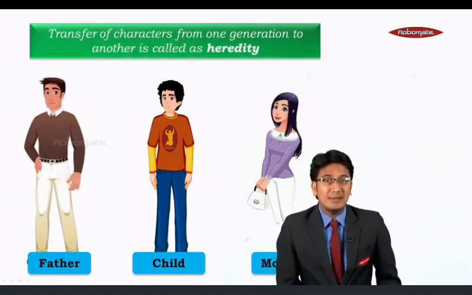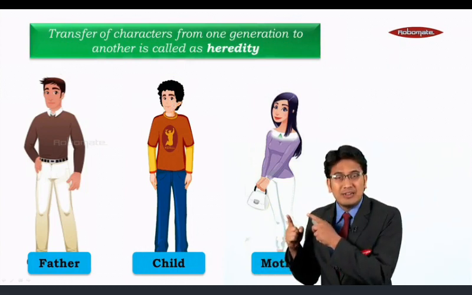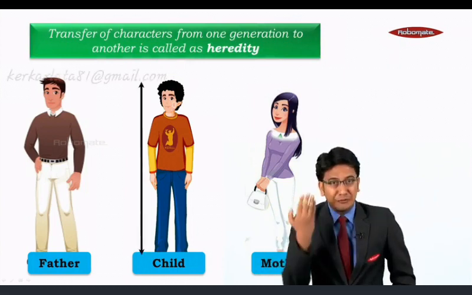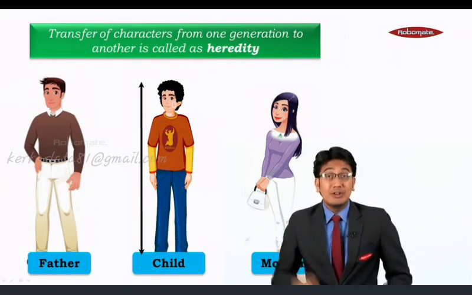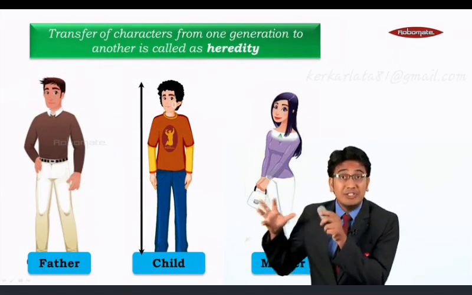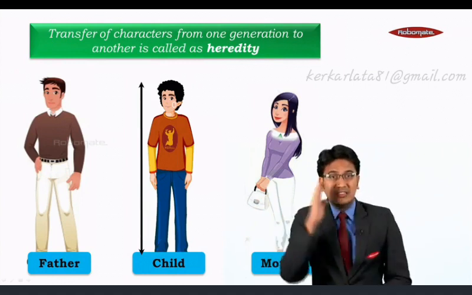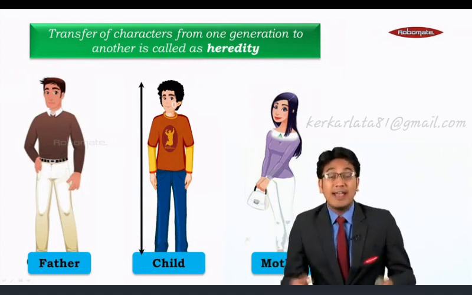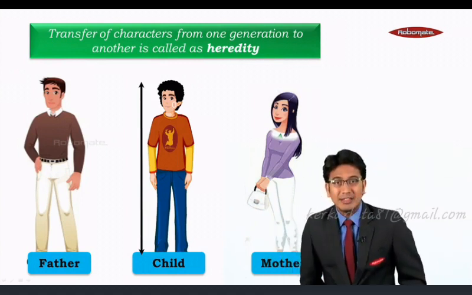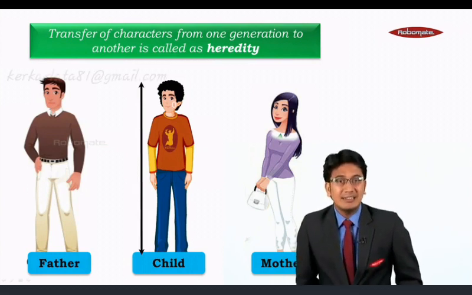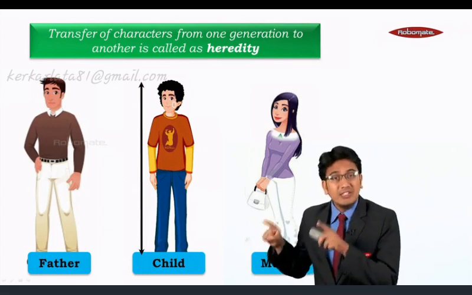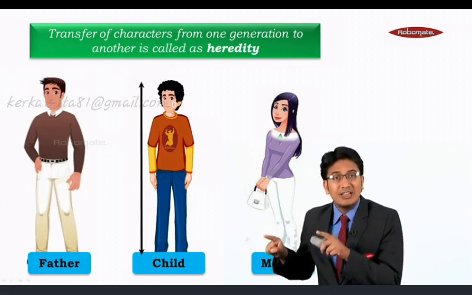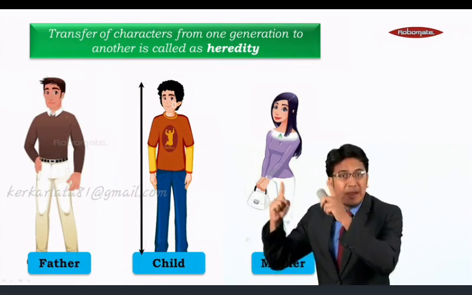So we can see the transfer of characters, the skin color from the mother, the height from the father, transfer of these characters from one generation to the another. This phenomenon is called heredity. This is heredity, which the child is getting from their parents. These parents got their characters from their parents.